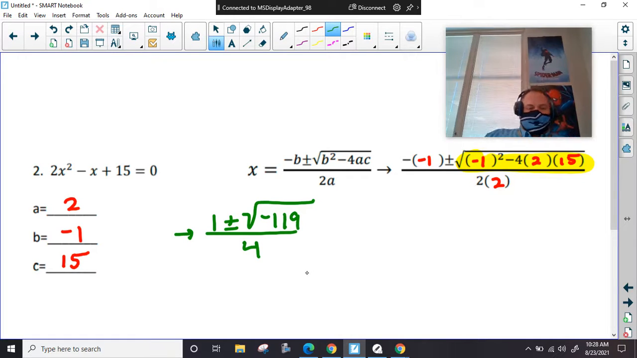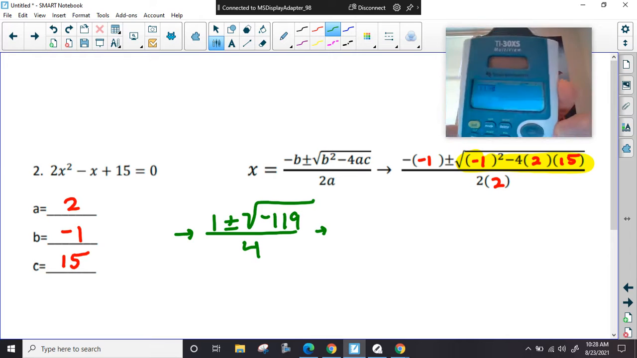All right. I should get negative 119. Now, as I move on, first I'm going to check to see if there is a square root of 119. Can you walk me through how you're typing this in the calculator? Yeah. I got 120.